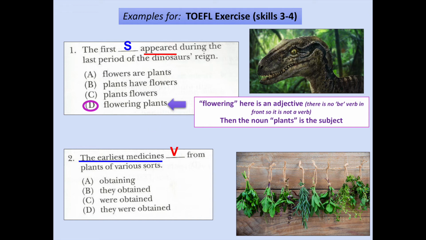Number 2, we know the sentence is missing a verb, so now we can eliminate the obviously wrong answers. Apple, obtaining, that's a present participle, but it does not have a be verb in front of it. So it is not a verb, it's an adjective. So apple is not the answer. Boy has a subject, they. Our sentence already has a subject. So boy is not the answer.